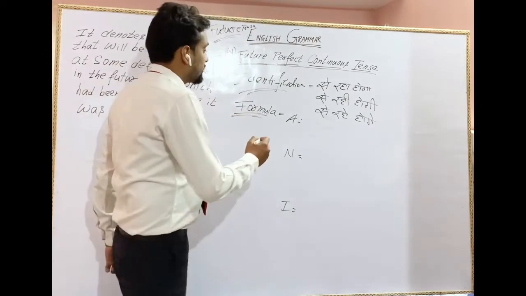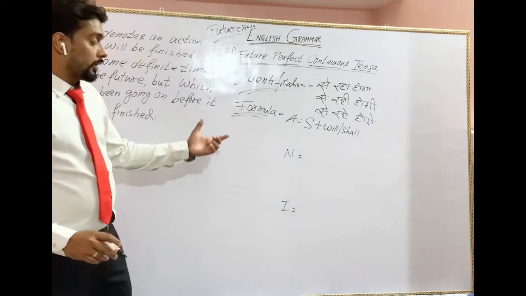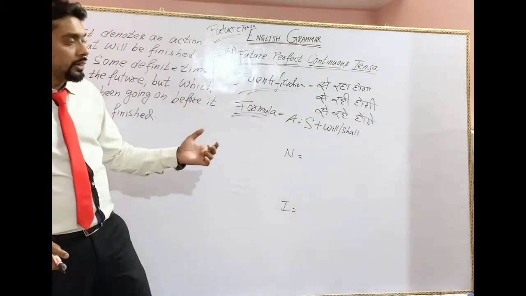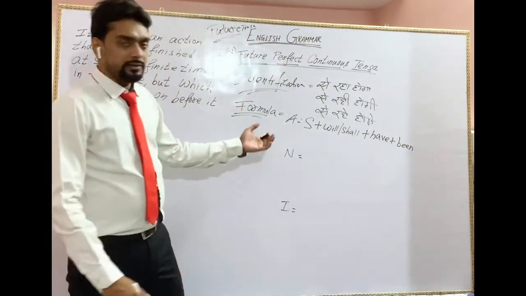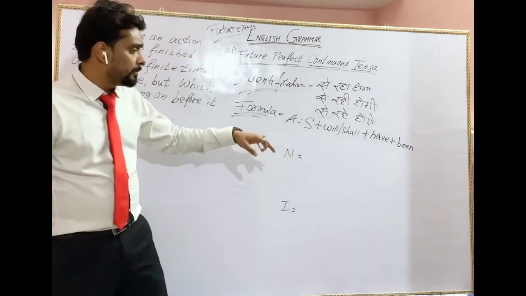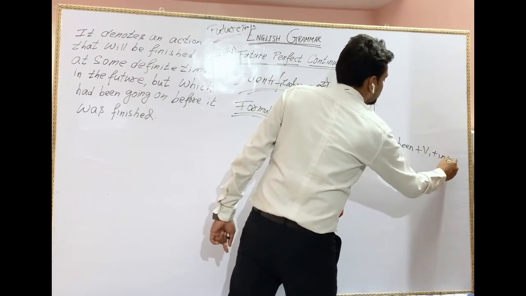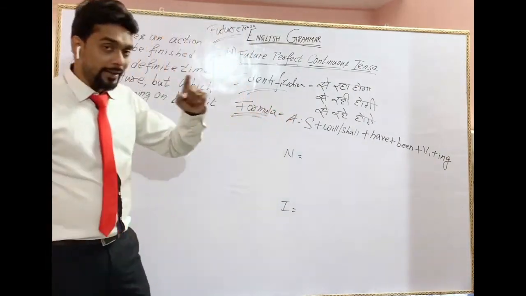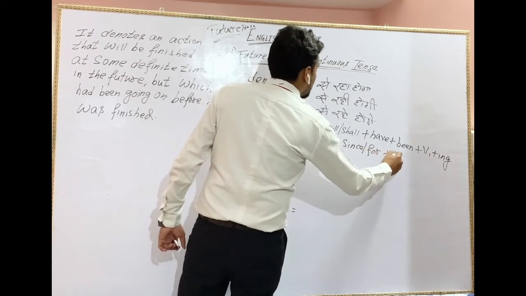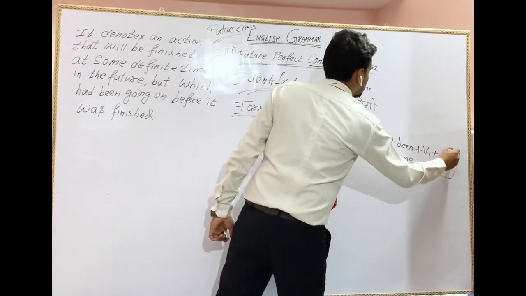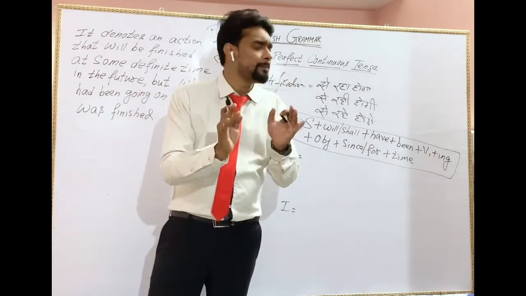So in affirmative, the formula is subject plus will or shall. You already know where to put will, where to put shall. So subject plus will or shall plus have plus been, or you can directly write have been together. Subject plus will shall plus have plus been plus v1 plus ing. Remember, this will be the first form of the verb and then ing plus object plus since or for plus time. Do not go for the length, as it is looking very long. Don't worry, if you see an example, it will be very, very simple for you.